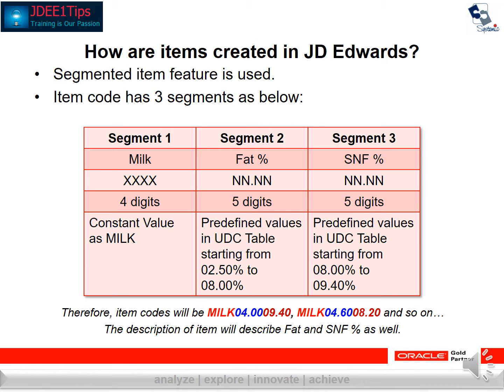the item numbers can be created. It's a one-time exercise, but the benefits are on a continuous basis. So during implementation, you typically would define these three segments, and define all the possible combinations of the items based on the values coming in from the UDC tables for segment 2 and segment 3. The item codes would typically look like how the slide says at the bottom. The first segment is milk, which is constant, followed by 4 digits which you see in blue color for fat percentage, and then followed by the red color font which is the SNF percentage. For every combination there would be an item code that would get created.